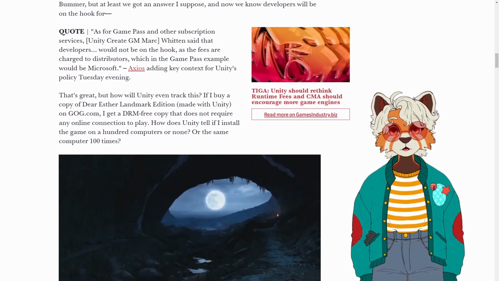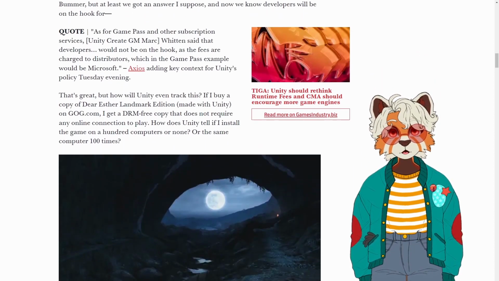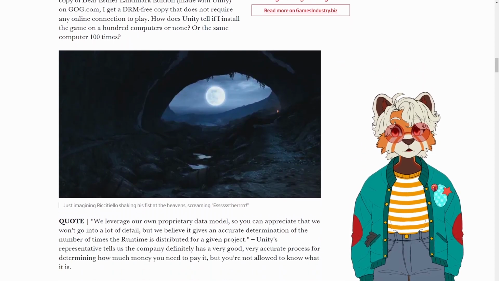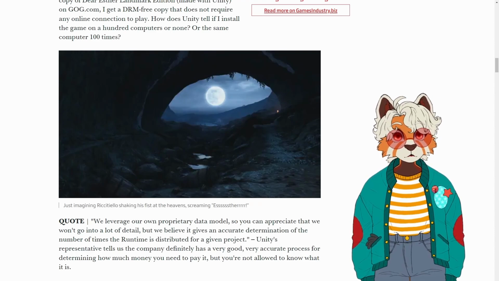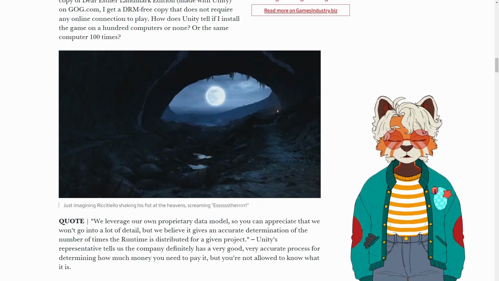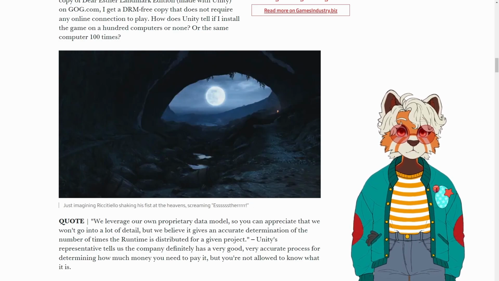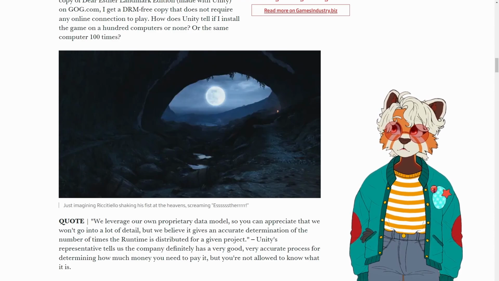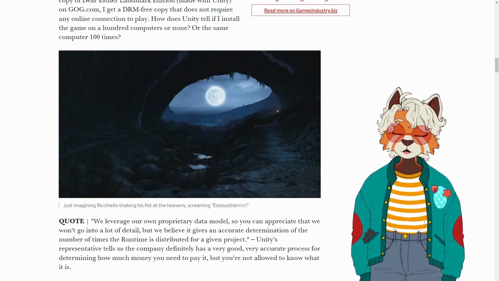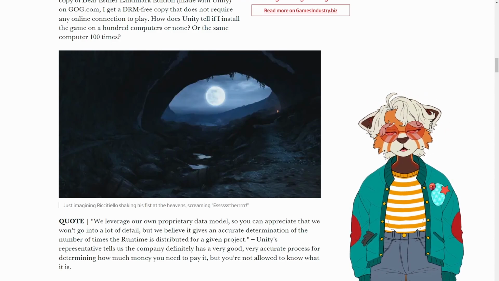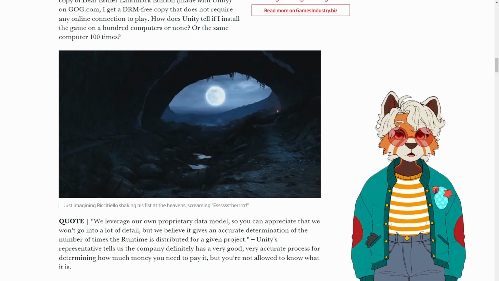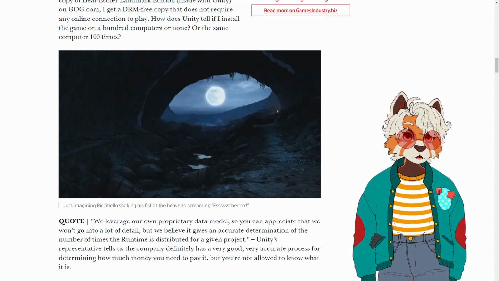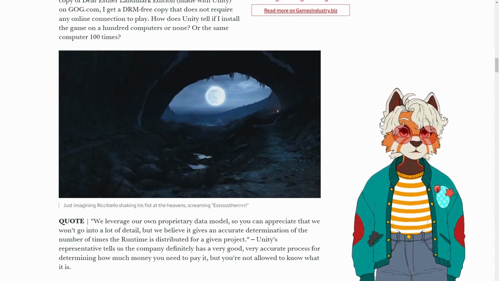And when asked how they were going to track the number of installs, they then said that they have their own proprietary data model that tracks the number of times the runtime is distributed. Bearing in mind one of two problems. One is you do have platforms where you can sell games, such as, like I said, GOG, which ship the games that they sell with no DRM. So is that going to be in violation of that store's policy? And second of all, tracking the number of times that a runtime is distributed is not the same as tracking the number of times a runtime is installed.